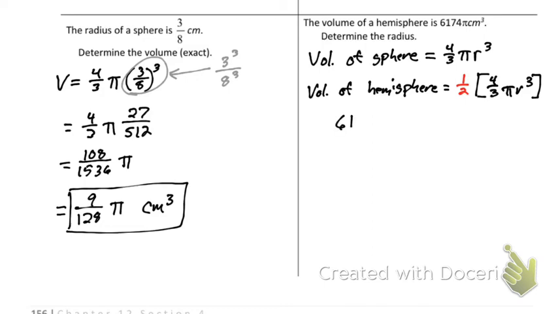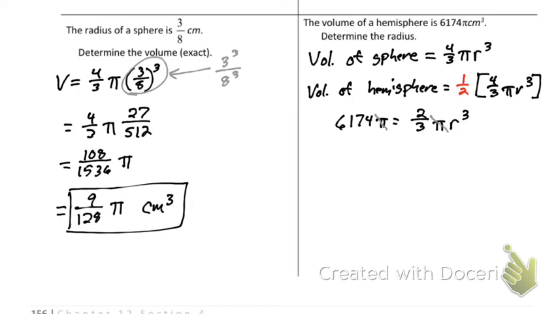So you have 6,174 pi. Then on the other side, I'm going to go ahead and multiply 1/2 times 4 over 3, which would be 4 over 6, which is actually 2 over 3, pi r cubed. Then I'm going to go, okay, there's pi on both sides, so if I divide by pi, my pi would cancel out.